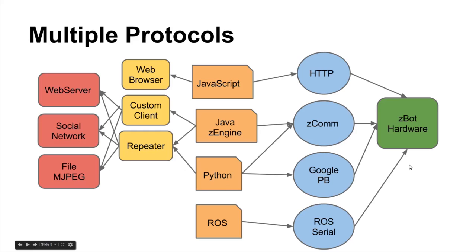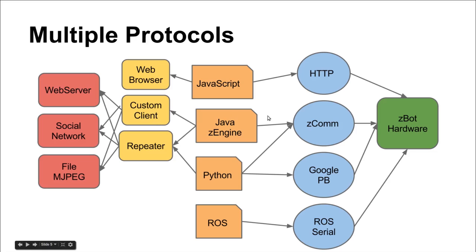We support multiple different protocols from the zBot hardware. We talked about the zCom, which is our simple protocol, but we also support the HTTP protocol. So you can simply connect to the zBot hardware and stream the JPEG images straight to a web browser. Now this doesn't do you much good because there's really nothing in the web browser that can decode the JPEG images and give you your, for example, analog to digital conversions. So for that we have the zCom protocol that goes out to an engine, and from there any sort of custom client can go ahead and take that data and present it to the user.